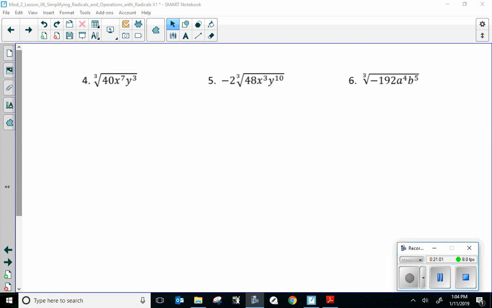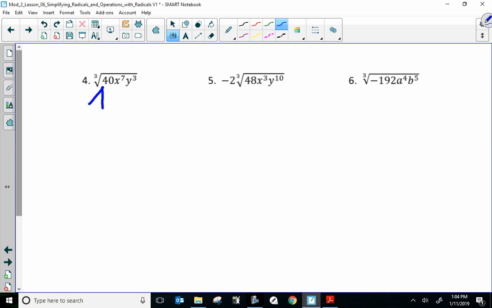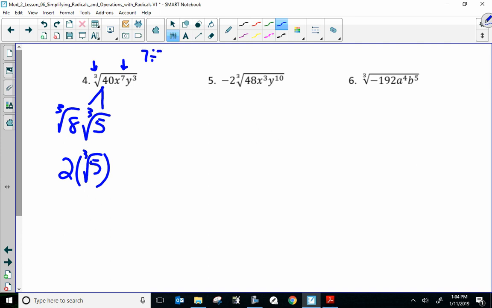All right, so let's do a few more here, and we're going to go through these a little bit quicker. I'm going to look at 40. Well, cube, I know that's 8 and 5, right? Cube root of 8, the cube root of 5, so that is 2 times the cube root of 5. And now we're going to do this the same way we did square roots. We're going to divide. I'm looking at 7. I'm not dividing it by 2 anymore. I'm dividing it by 3. So 7 divided by 3, 3 goes into 7 twice with a remainder of 1. So I'm going to have 2 x's, x squared, come out, and 1 x is going to remain under the radical. And now I look at my y's. I take 3 and divide it by 3 and get 1 without a remainder. So I have y to the first.